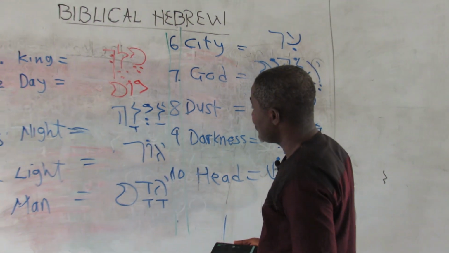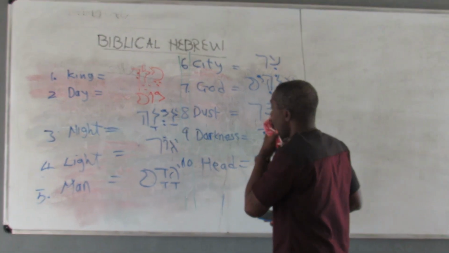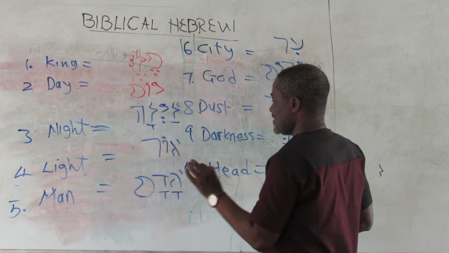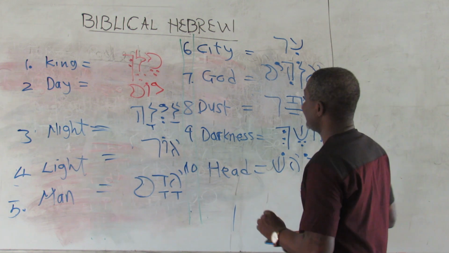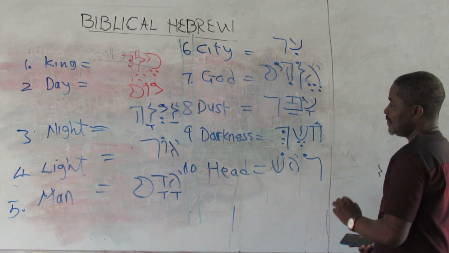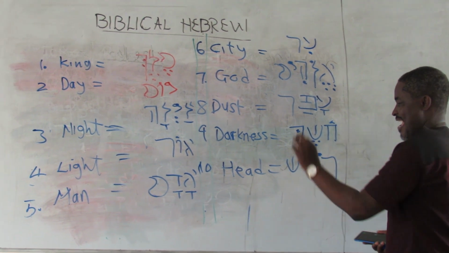Now, I want us to go over. The king is melech. Day is yom. Night is layla. Light is or. Man is Adam. City is ir. God is Elohim. Dust is afar. Darkness is choshek. Head is rosh.